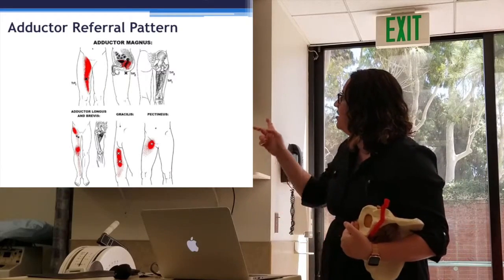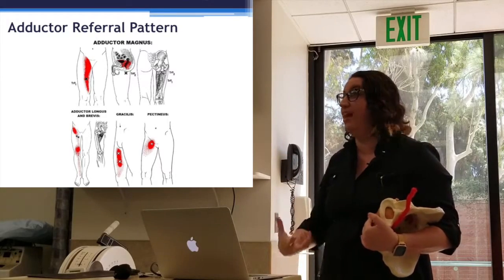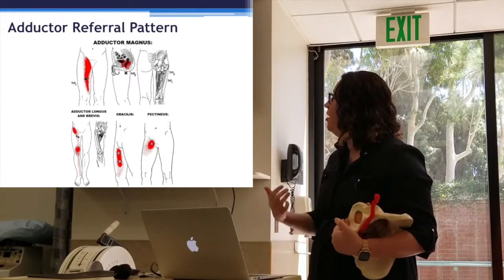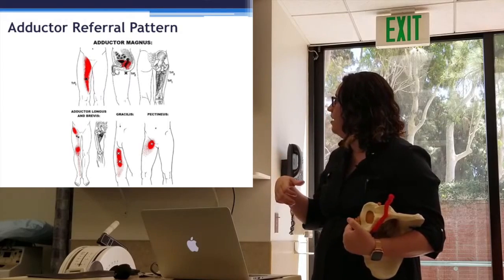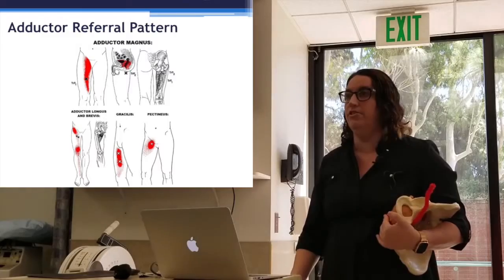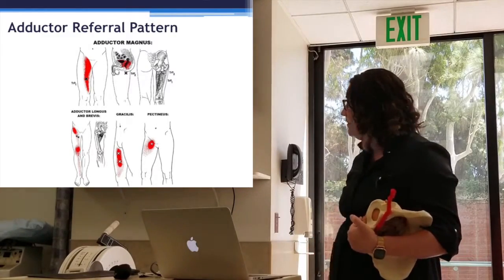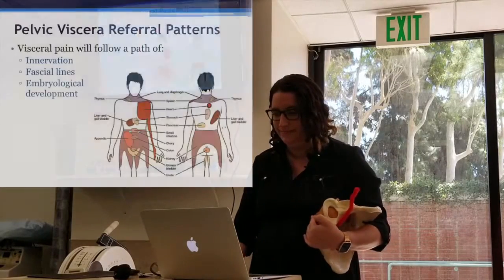Also, for you to note, the adductor longus and brevis refer in a similar sort of pattern, but they just don't have the internal pelvic floor piece. And then our gracilis is going to be a little bit more medial. And then pectineus does sit really close to the groin region, and so that also has some referral into the lower abdomen and the anterior thigh as well.